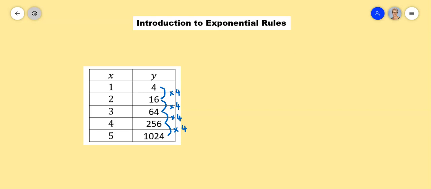So can you guess what our exponential rule will be? That's right, it's going to be y is equal to 4 to the power of x. Our base here is 4 because we are multiplying each y value by 4 to get to our next y value.